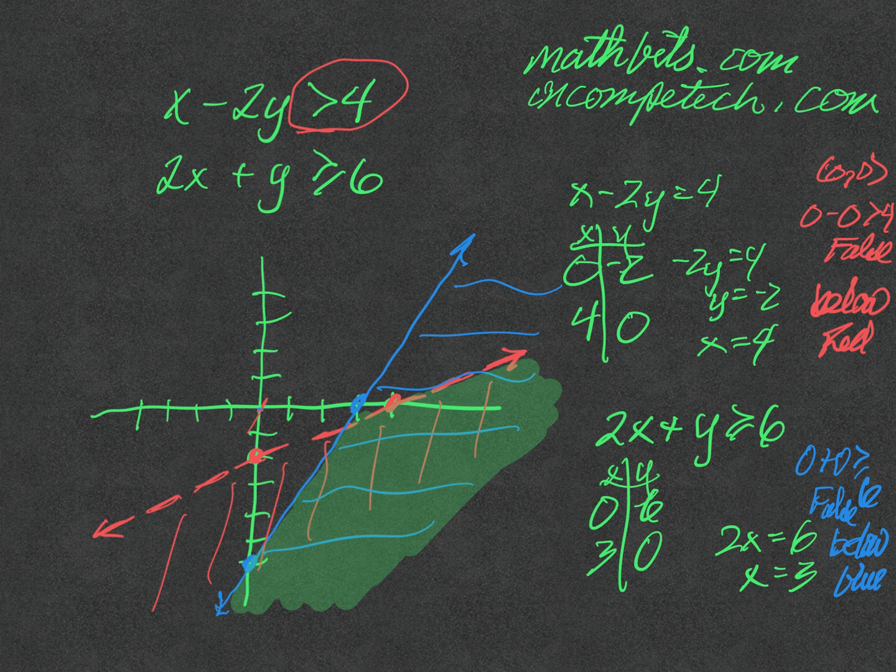Remember solid and dotted lines, and then pick a point to check. And if it's true, you shade on the side of the point. If it's false, you shade on the opposite side of the line. Okay? Now let's look at some of the applications.